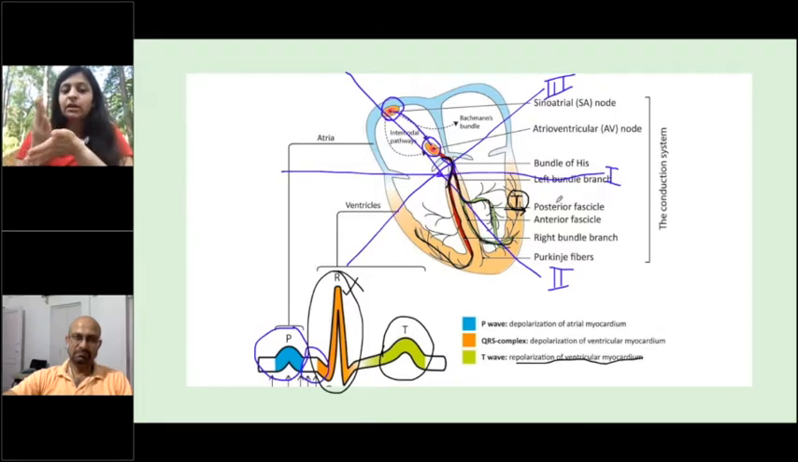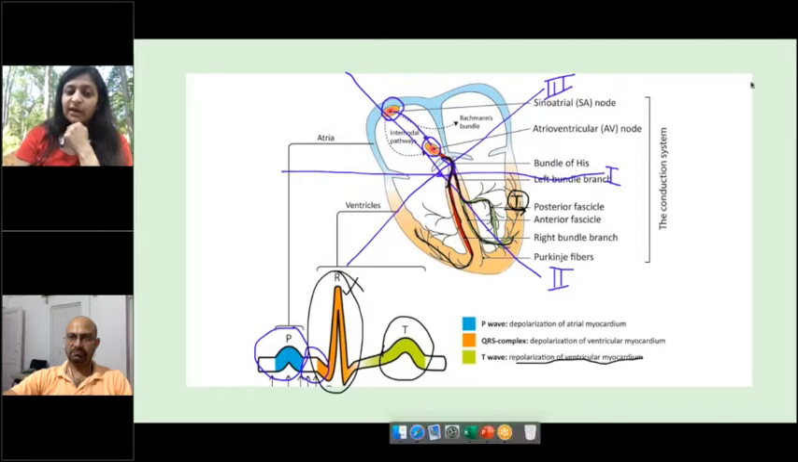So P, QRS, and T. P is the atrium part. The PR segment is where it stops in the AV node. The QRS is your ventricular depolarization, and then ultimately T is your ventricular repolarization.